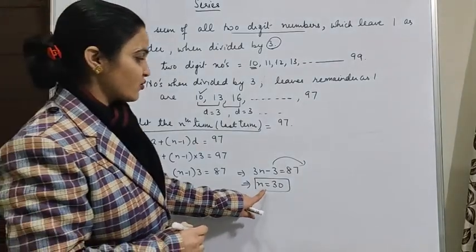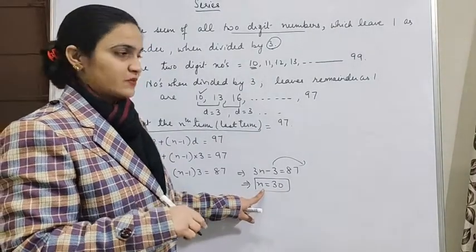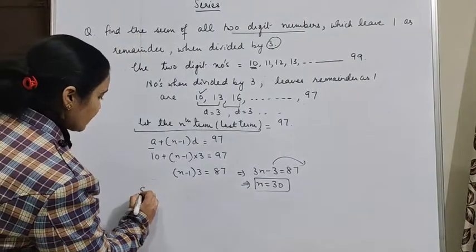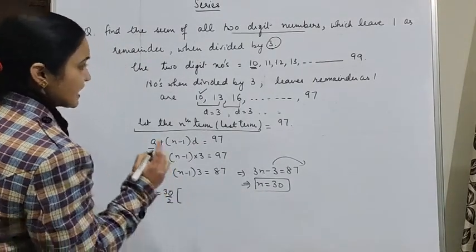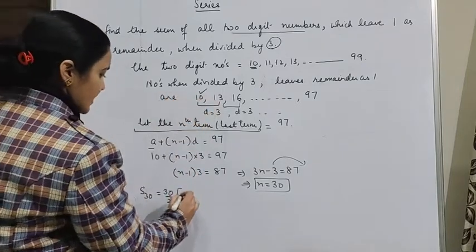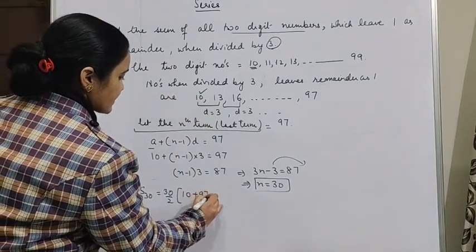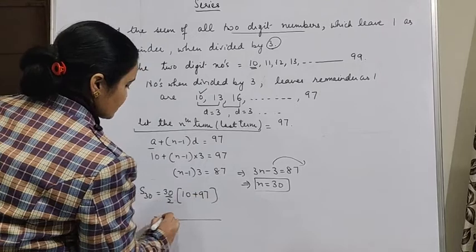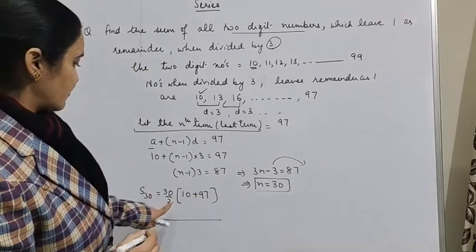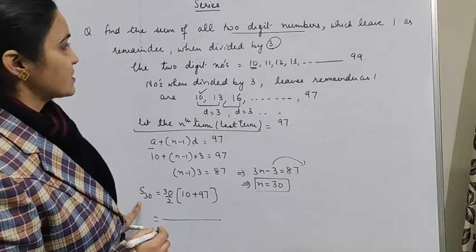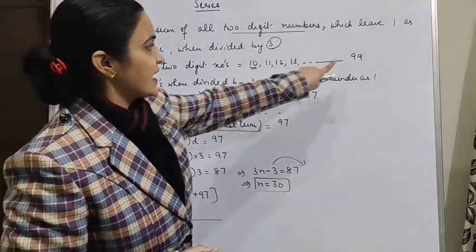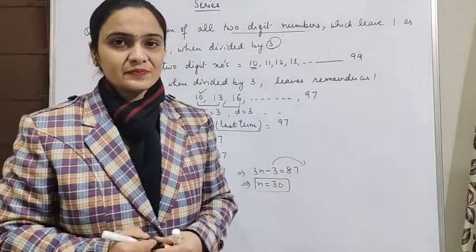So we have to find the sum of 30 terms. S30 will be equal to 30 by 2 times (A plus L), where A is the first term which is 10 and 97 is the last term. This will give you the answer, the sum of the 30 terms between 10 and 99.